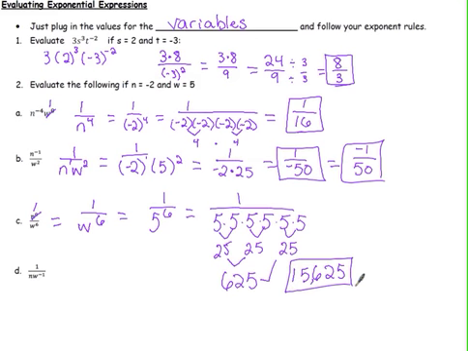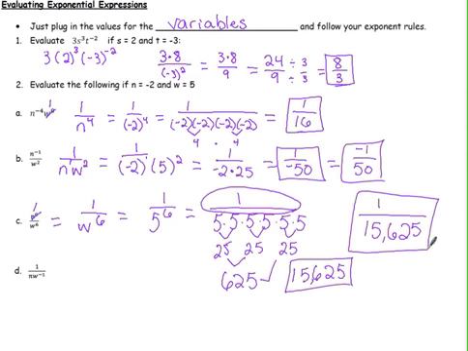Oh, wait, am I? What did I just do? Did you guys make the same mistake I just almost made? Don't forget that this is actually downstairs in the denominator. So this isn't even my answer. This is really supposed to be 1 over 15,625. That's actually a really tiny number. Woo! That was a lot of arithmetic. Last problem. We got this.